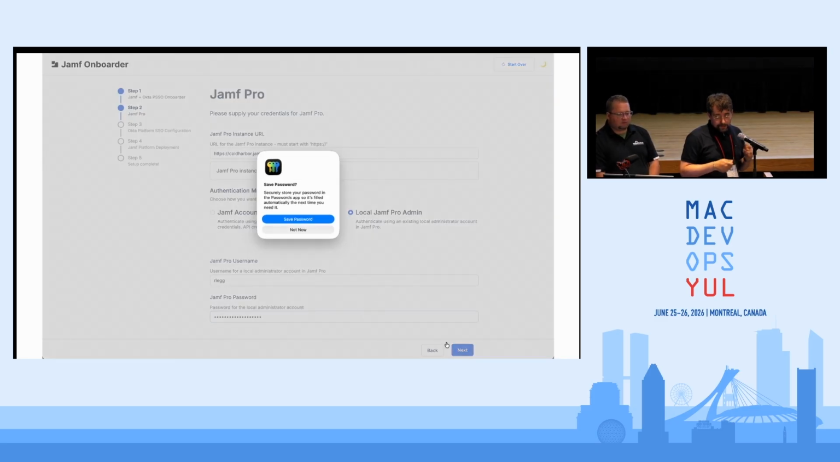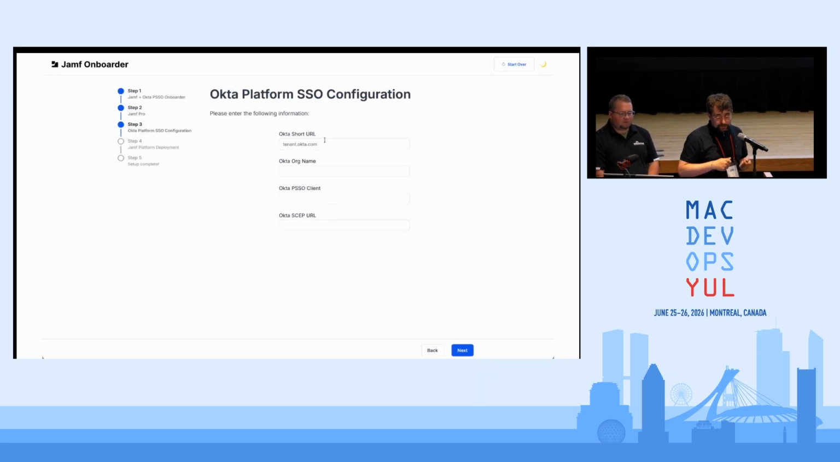And then all you do is put in the information that's required. So the Okta short URL, the org name, whatever you want that to be, the PSSO client ID, and the SCEP URL. And then from there, we just go ahead and build everything out for you. What's really cool about this is that you're just kind of waiting for it to happen. It's kind of like giving a prompt to AI and just letting it do its thing.